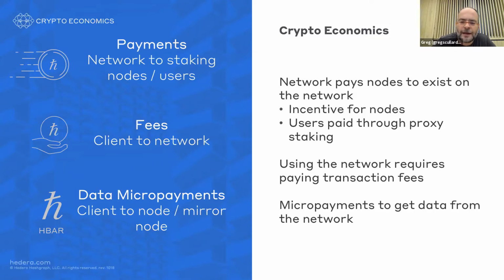You were, and then data micropayments, or tiny micropayments to get information from the network, from the nodes or mirror nodes, can be set up such that if you're a mirror node, you can do this for free. But you can then sell information to people and services around that particular information, which is an incentive for people to run mirror nodes and additional services.